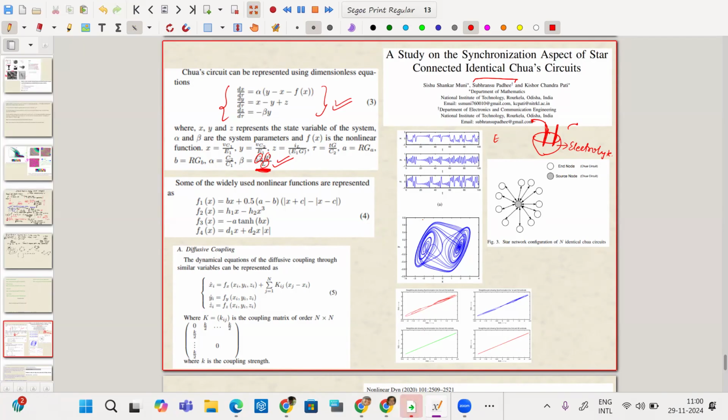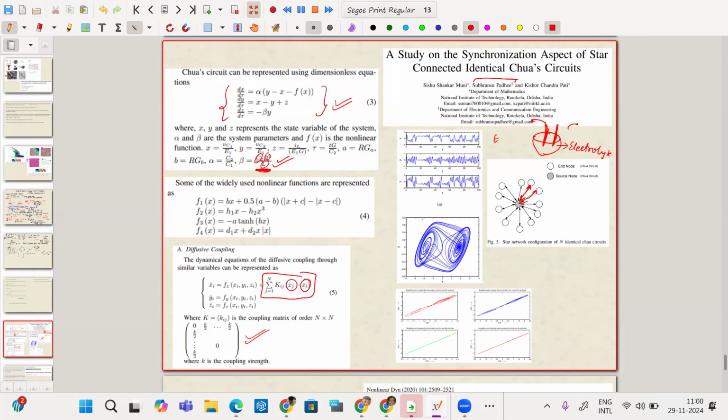Anyway, so how can we couple all these circuits in a star coupling? These lines you are seeing are the coupling. What is this coupling made up of? You can see that this is the coupling equation. You are pairing xj and xi, so you can see how they are coupled. This is known as a diffusive coupling. Don't worry about the term. It means that the same x state will be there.